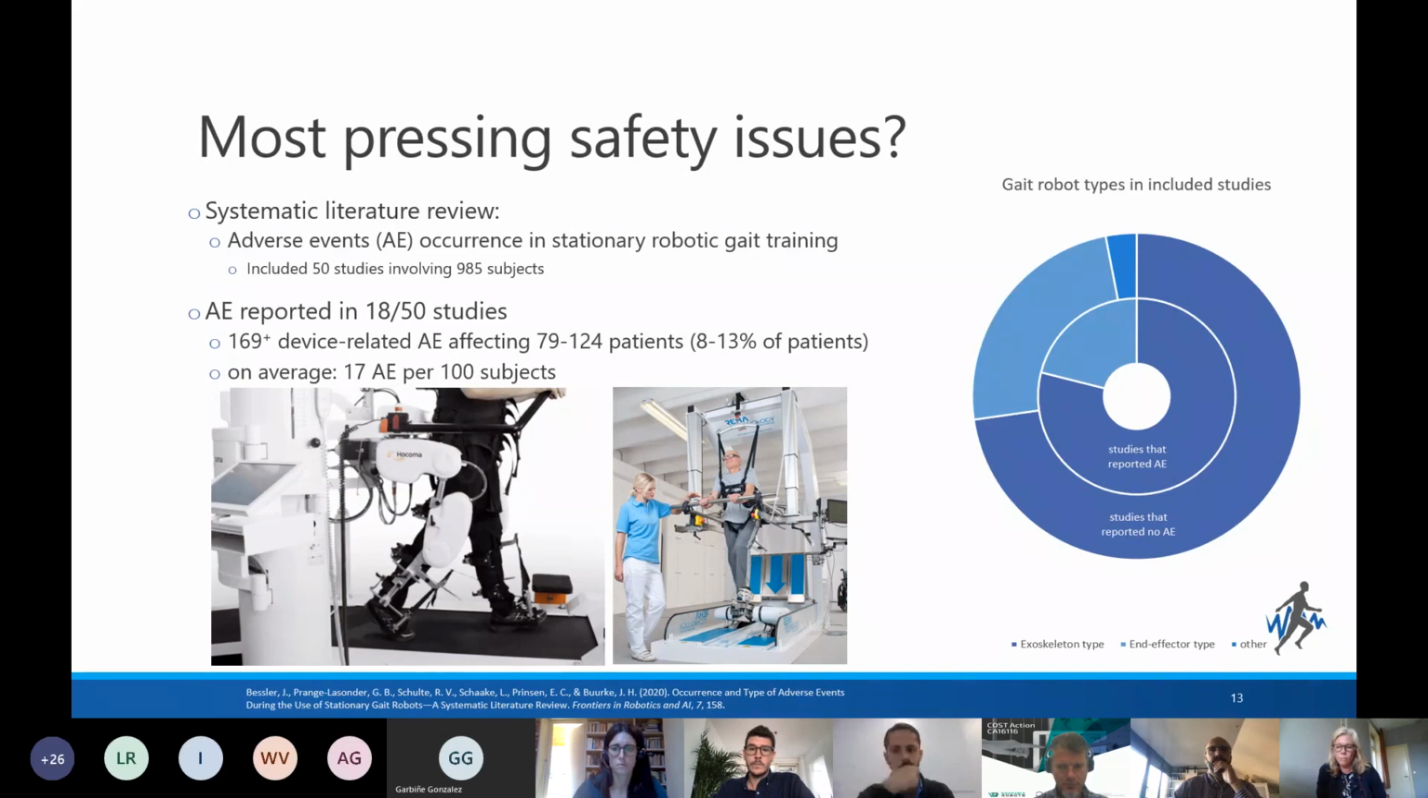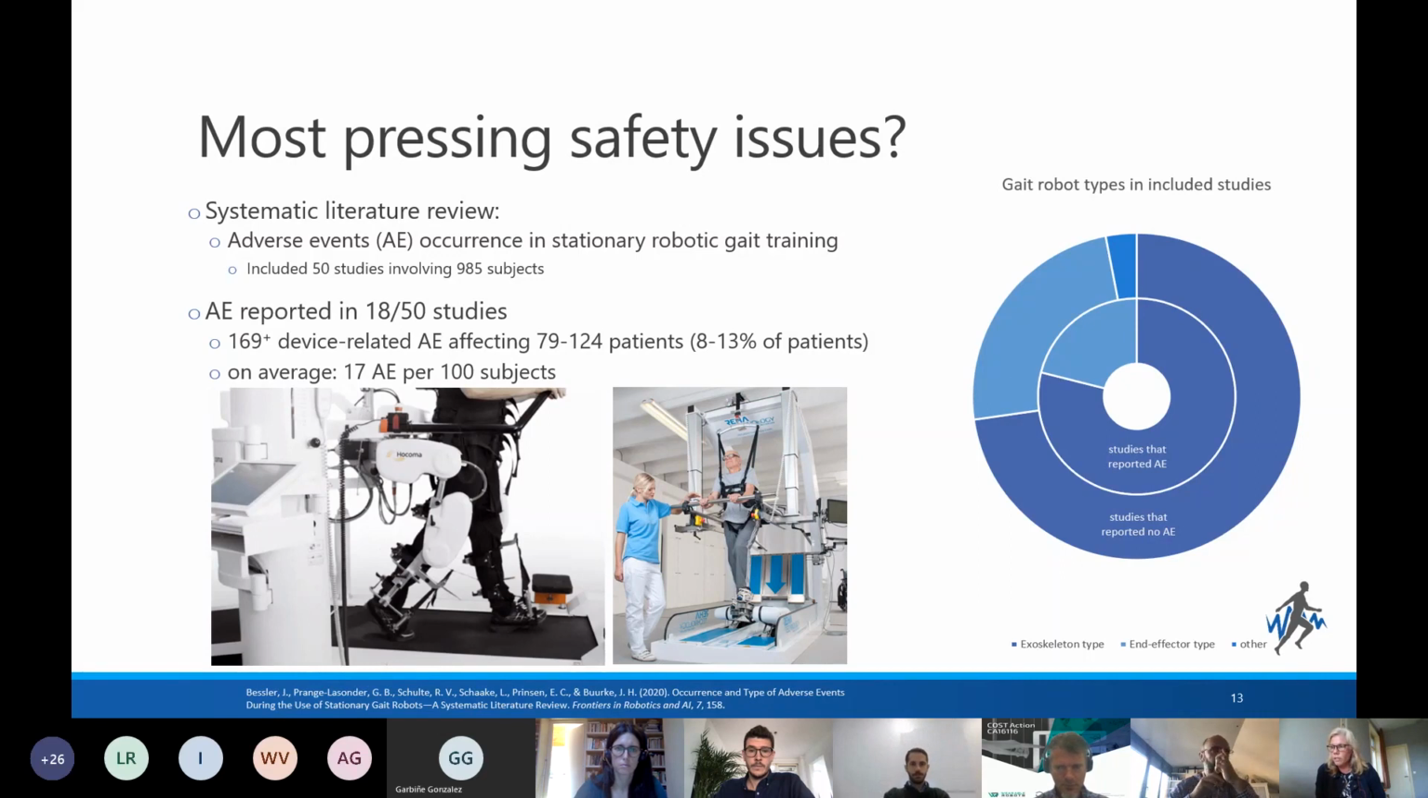occurrence. So we went through a list of studies that are about stationary robotic gait training and checked how many of those reported adverse events, how they reported it, what they reported, what the adverse events were, these kind of things. So in the end, we included 50 studies that involved in total 985 subjects. And adverse events were reported in 18 of those 50 studies. And about 170 device-related adverse events were reported.